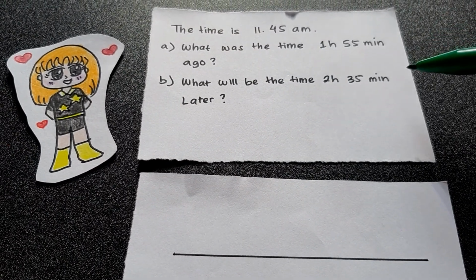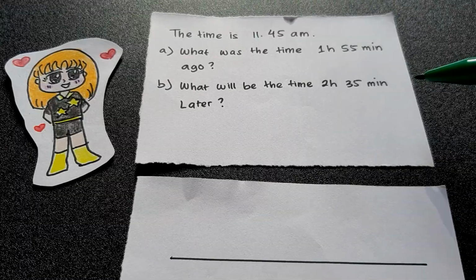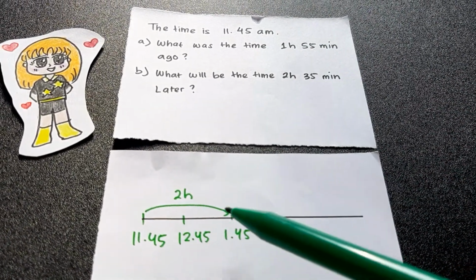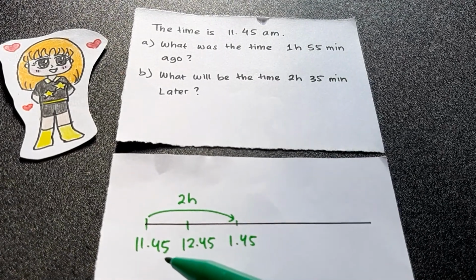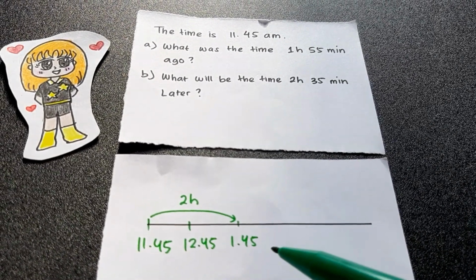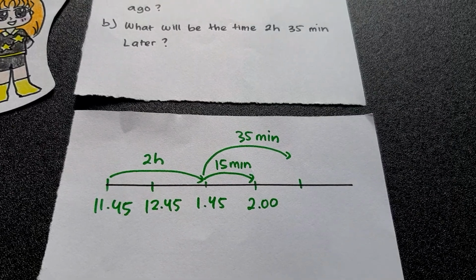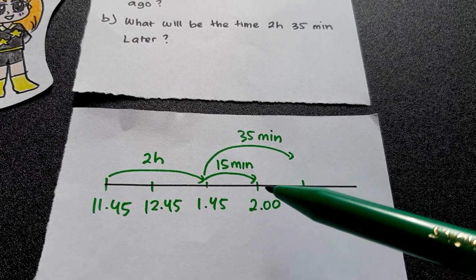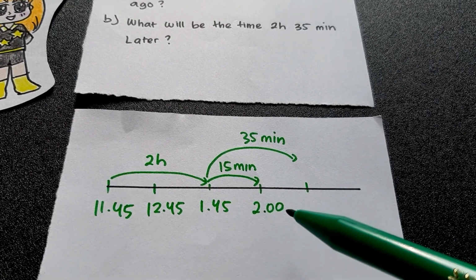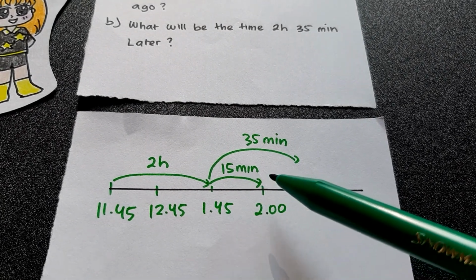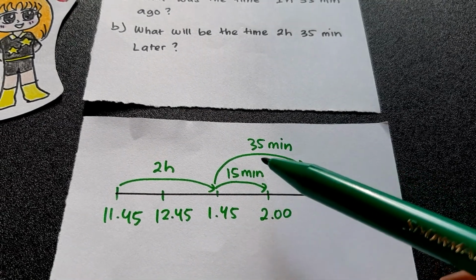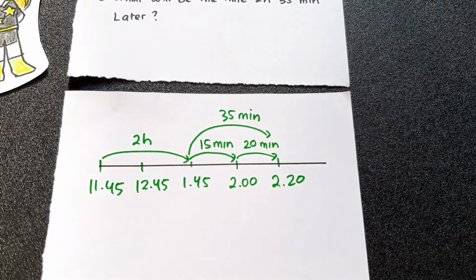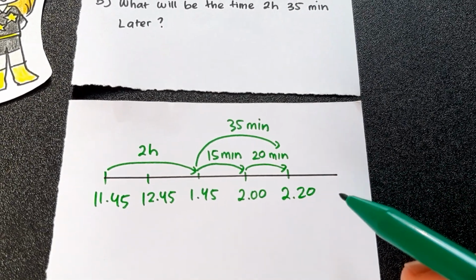What will be the time 2 hours and 35 minutes later? Okay, so we have these numbers. 2 hours later means from 11:45 you plus 2 hours equals 1:45. But since from 1:45 you add 35 minutes, it's more. So from 1:45 you go to 2 o'clock first. You get 15 minutes. And then 35 minus 15 equals 20 minutes. So the answer is 2:20.